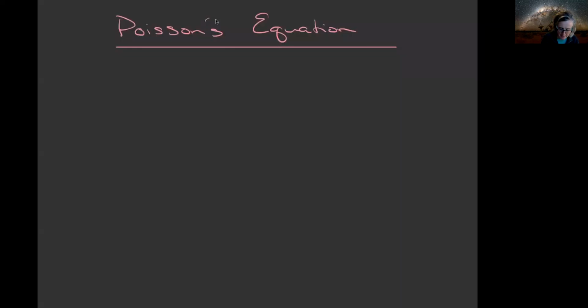The next equation that we need to consider in our development of fluid dynamics is Poisson's equation. And Poisson's equation is an equation that relates the mass and the gravitational potential. Many of us have seen Poisson's equation before. Let's just see how we get to it.